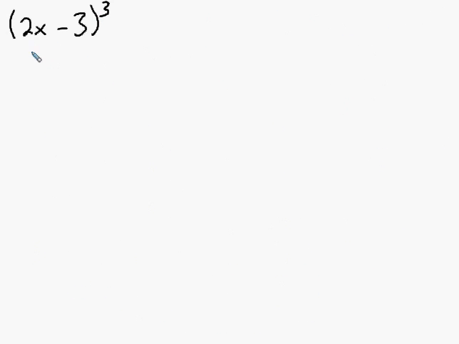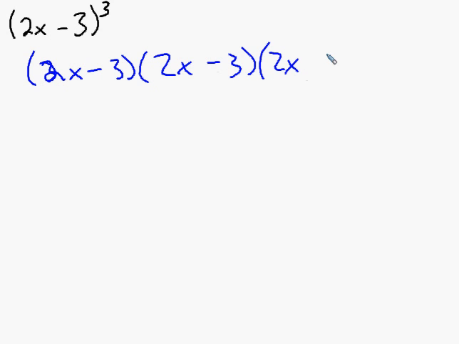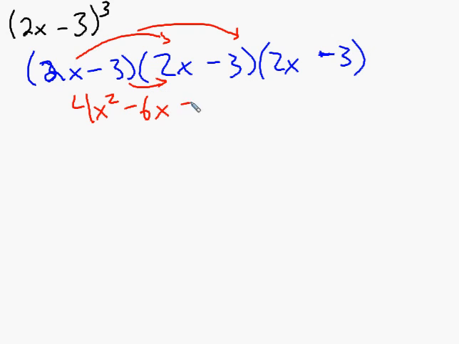Now I have a cube here. That's going to take a while. Write it out. Well, where do I start here? It really doesn't matter. So I'll do this first. I get 4x squared minus 6x, and then multiply here.